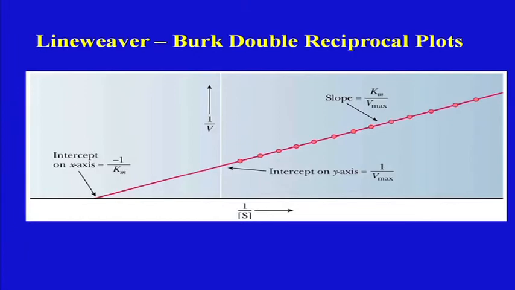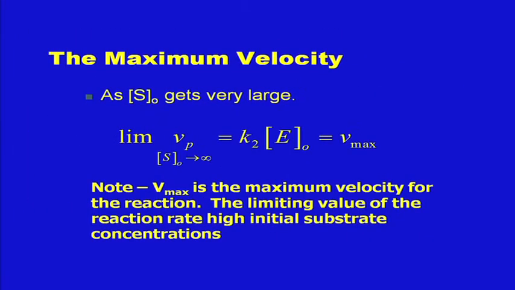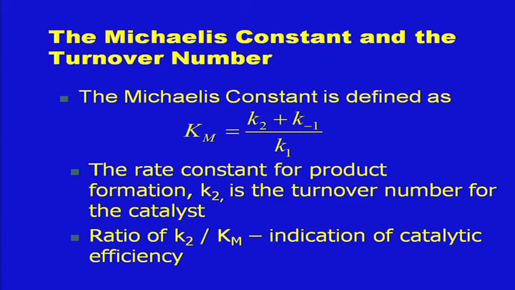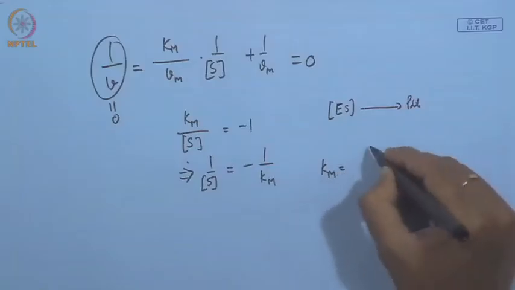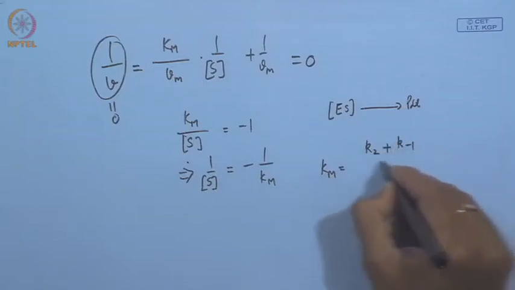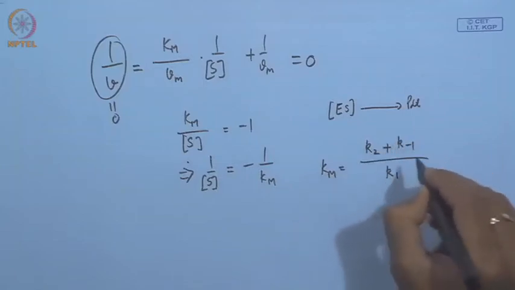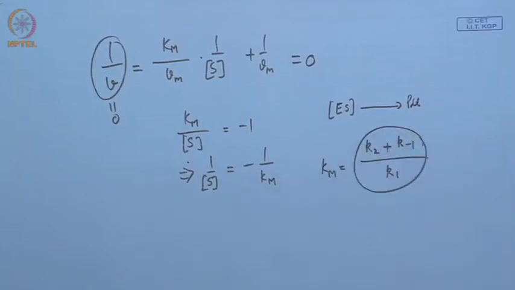So, that is why this is your Vmax, and Km is this one: Km is (K2 plus K minus 1) by K1. So, this is a combined constant.